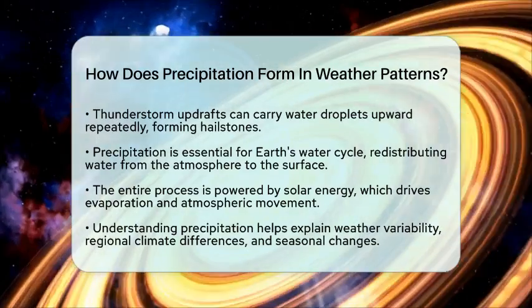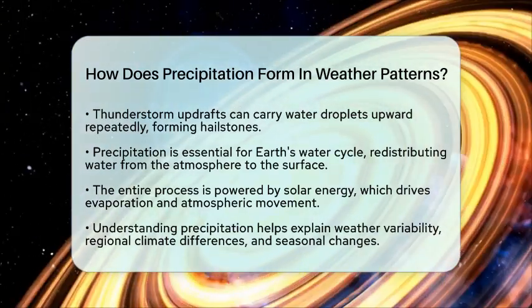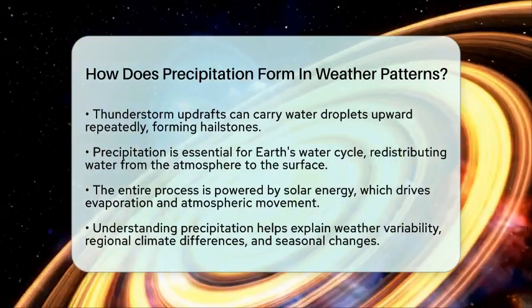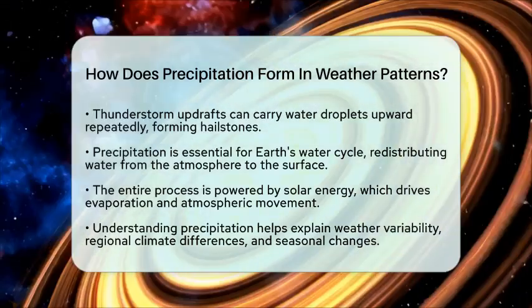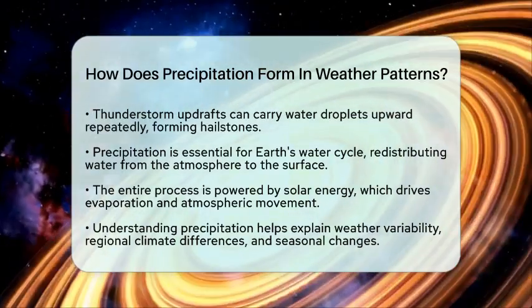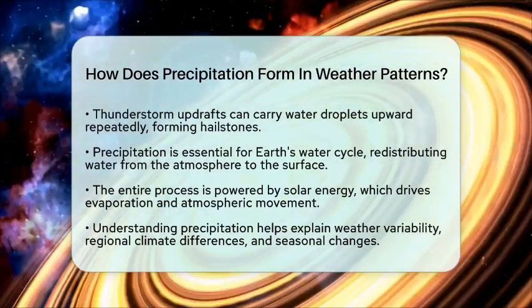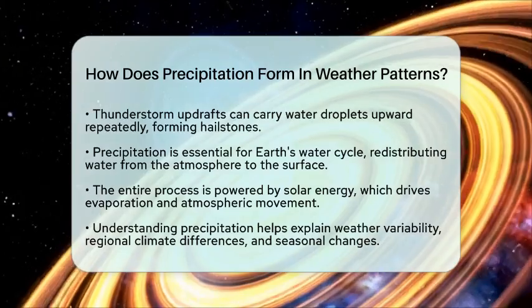Understanding how precipitation forms helps us see why weather changes and why some regions get more rain or snow than others. It explains why heavy rainstorms happen or why snow accumulates in winter. All these processes work together to shape the climate and environment we experience every day.